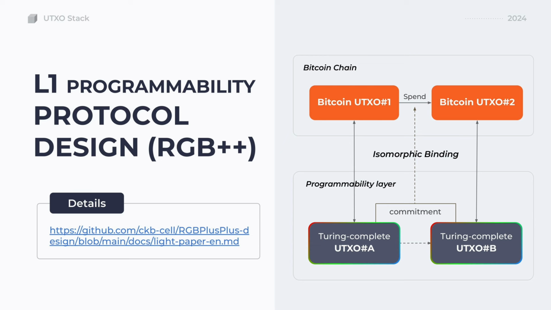Compared with the original RGB protocol, where this off-chain verification is run by the user's client, in the RGB++ protocol it runs on-chain, on the CKB chain. But it's always an option for the user. If you don't trust CKB, you can just download the transaction history from your sender, and you can verify it yourself. So let's explain more about the Isomorphic Binding technology.